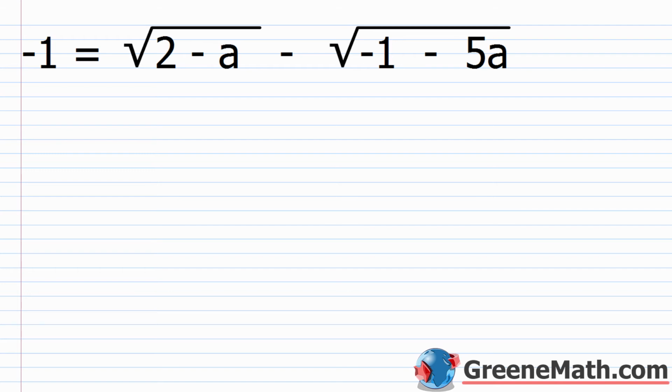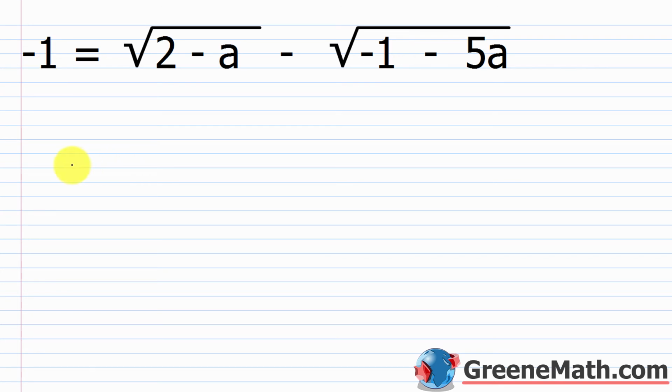Okay, so we have -1 is equal to the square root of 2 minus a minus the square root of -1 minus 5a. Now, up until this point, we've seen that we would square both sides after we isolated the radical, and we were radical free. In this case, we have two radicals involved, so that's not going to happen. What we have to do is isolate one radical at a time, okay, and work our way through the problem. So that's what makes this much more tedious.